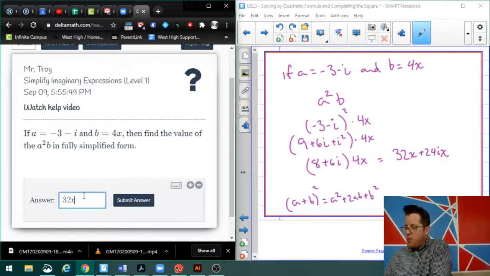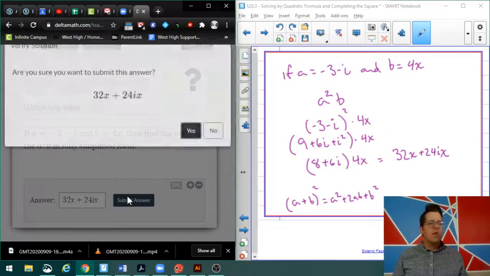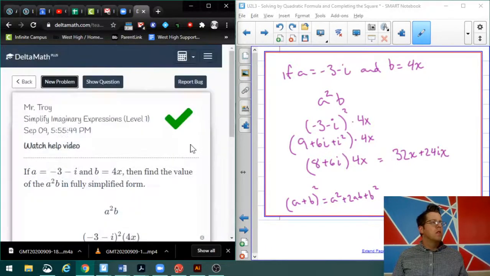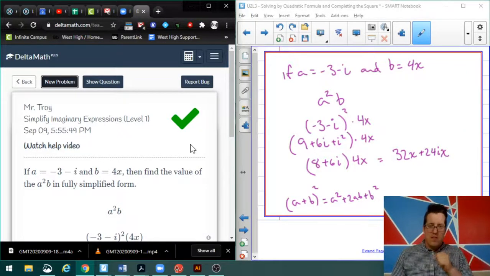32x plus 24ix. Ooh, I hope that's right. Oh, good.